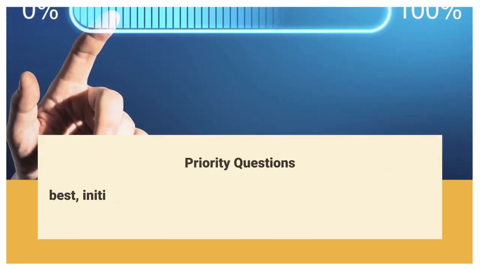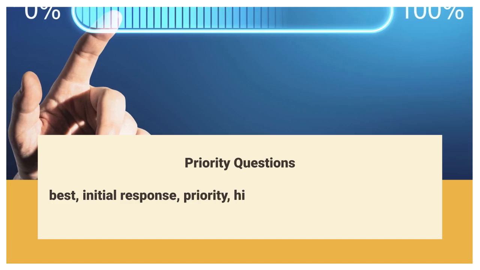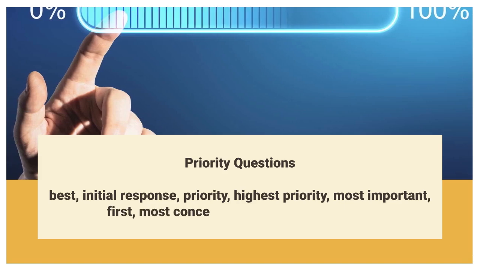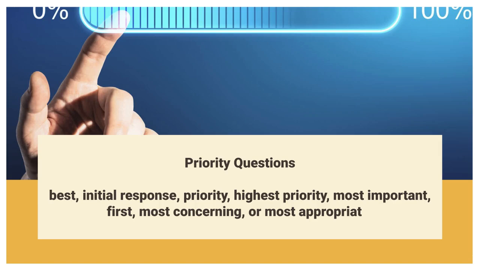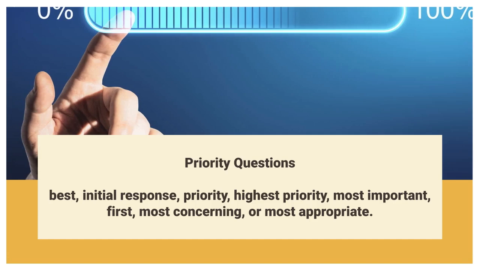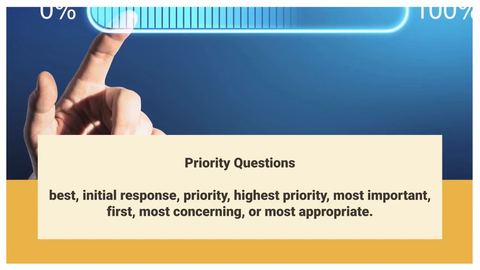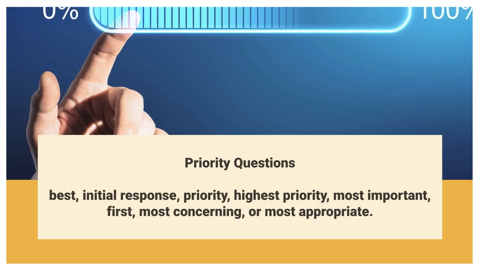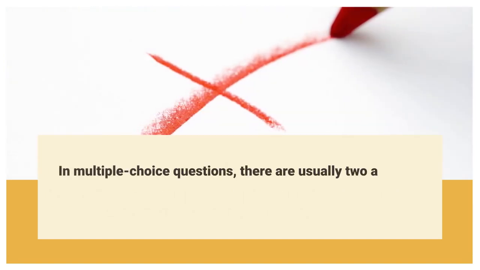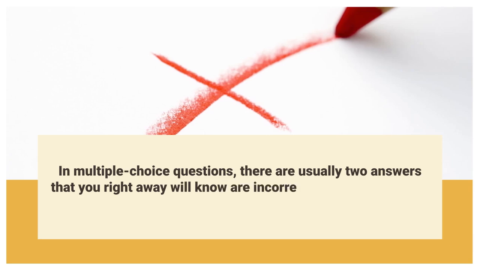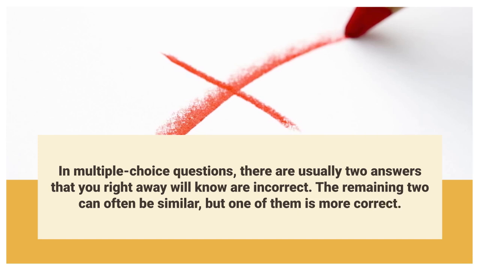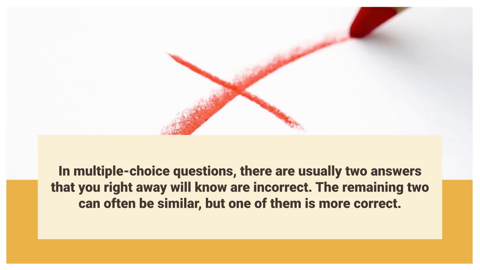Understanding NCLEX priority questions. You can generally identify a priority question because it will contain any of the following words: best, initial response, priority, highest priority, most important, first, most concerning, or most appropriate. In multiple choice questions, there are usually two answers that you right away will know are incorrect. The remaining two can often be similar, but one of them is more correct.